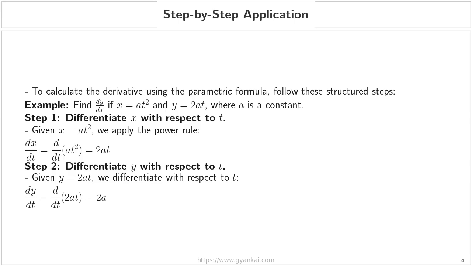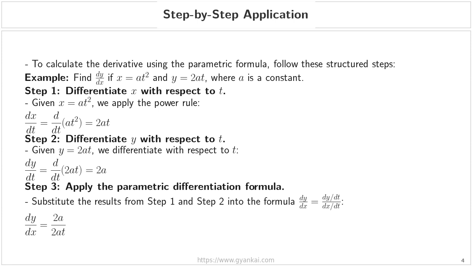Step 2 is to differentiate y with respect to t. Since y equals 2at, and we are differentiating with respect to t, the derivative of y with respect to t is simply 2a. Step 3 is where we apply the parametric differentiation formula we discussed in the previous slides. We substitute our results from Step 1 and Step 2 into the formula, placing the derivative of y with respect to t in the numerator and the derivative of x with respect to t in the denominator. This gives us the derivative of y with respect to x as 2a divided by 2at.